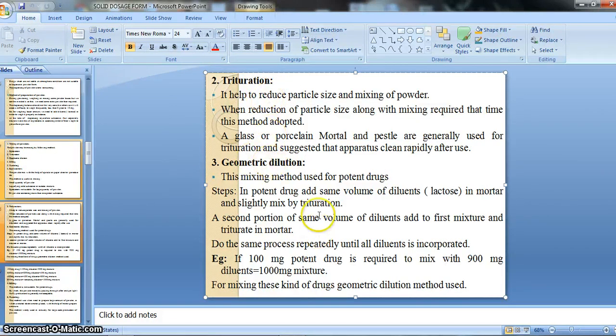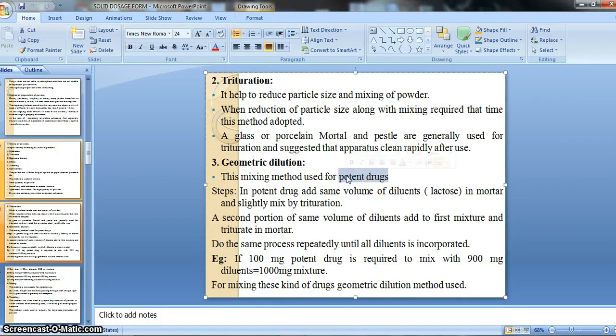Then geometric dilution. This is the third method of mixing powder. In this geometric method, there is some calculation happening. Geometric means regarding the calculation, we need to calculate the doses of the powder and mixing with some diluents. This is a mixing method used for the potent drug.